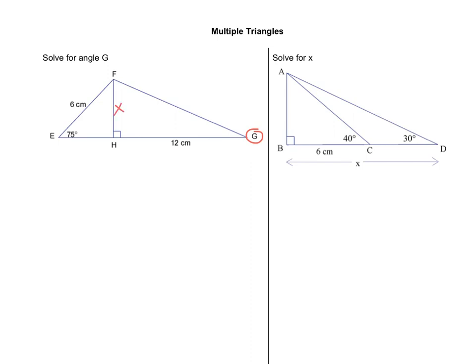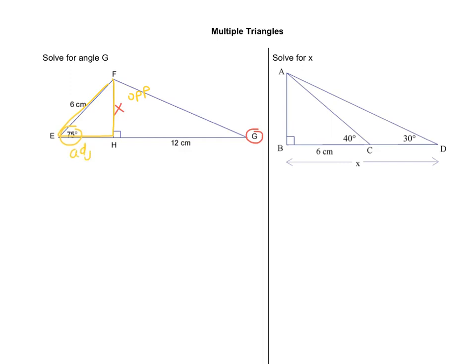So I want to solve for that FH side length, which means if I want to solve for FH, I should first focus on my left triangle. So I'm going to look at EFH. I'm going to use 75 degrees as my reference angle. I'm going to label my triangle and solve for X. So X is actually going to be my opposite side.